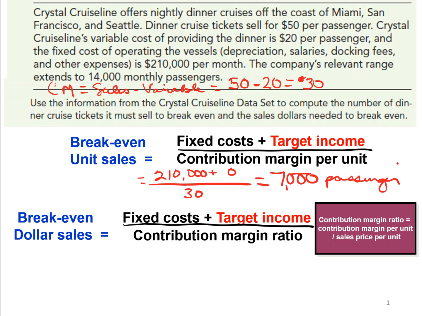Okay, so then it asks us to compute the dollar break-even, so they know how much revenue they need to bring in in order to break even. And it's a quite similar calculation. Fixed costs, which we know are going to be $210,000. Again, there's no desired target income, it's just a straight break-even, divided by the contribution margin ratio, where the contribution margin ratio is the contribution margin per unit, which we determined to be $30, divided by the sales price per unit, which is $50.